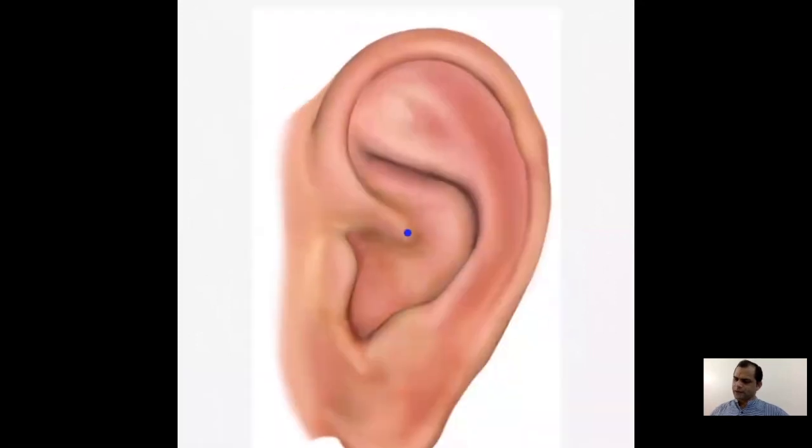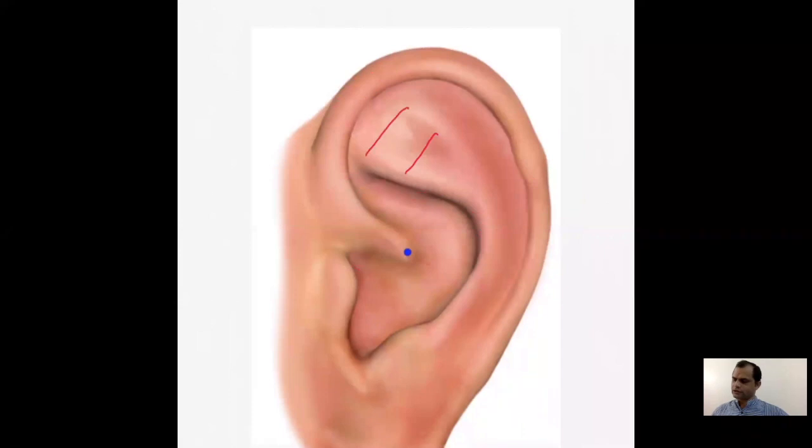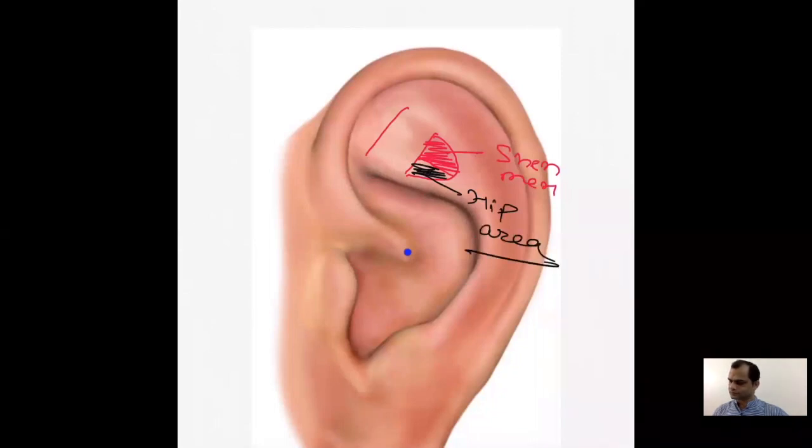So in these 3 parts, if we talk about heaven, we further made 2 divisions. The upper part is Shenman. The lower part is the hip area. Then this middle part, or human, we have divided into 3 parts. This upper part is connected with the liver and hepatitis.